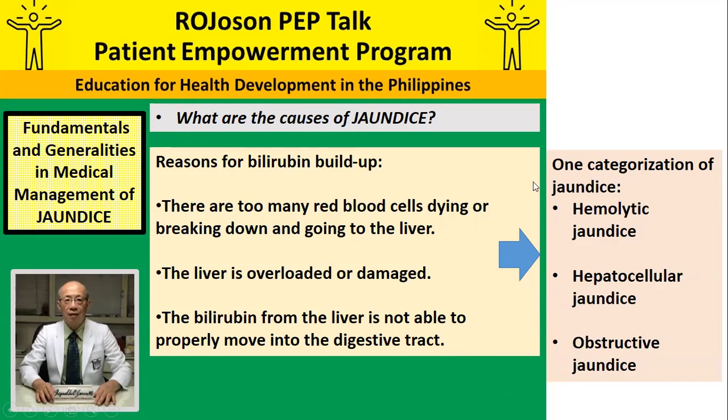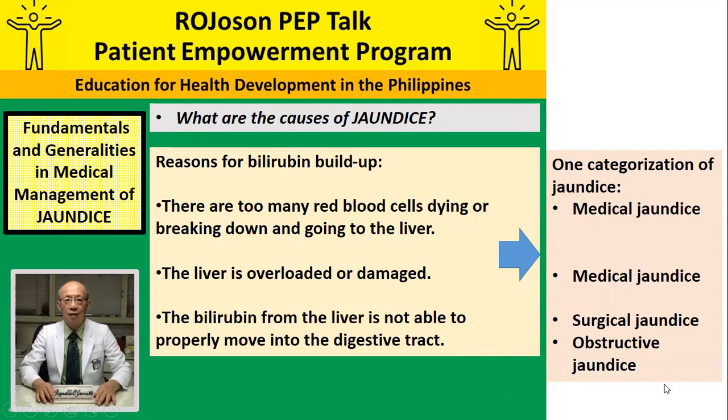So examples here: prehepatic will be hemolytic jaundice, a blood disorder. Hepatic will be hepatocellular jaundice, such as cirrhosis, hepatitis, infection of the liver. Then post-hepatic jaundice will be the obstructive jaundice caused by stones, tumors, etc. As I said, the other categorization is medical and surgical. Usually the obstructive ones are the surgical jaundice. Medical jaundice are those in the liver area as well as before the liver.